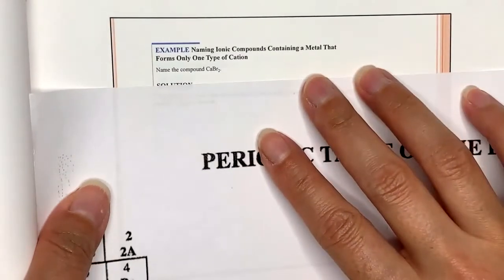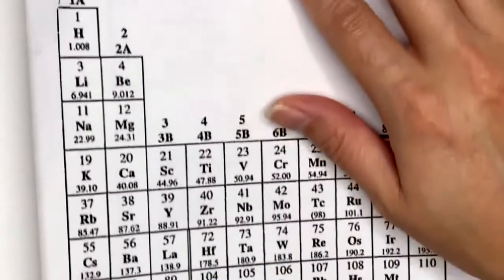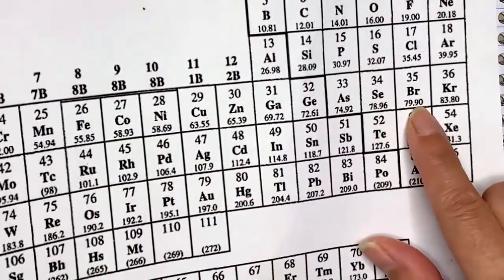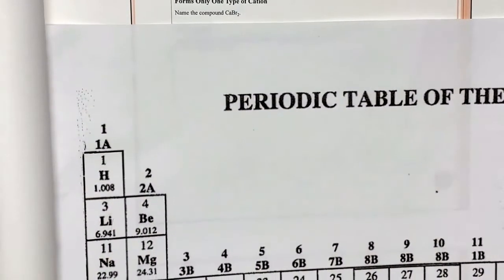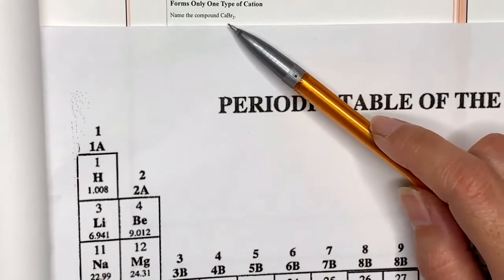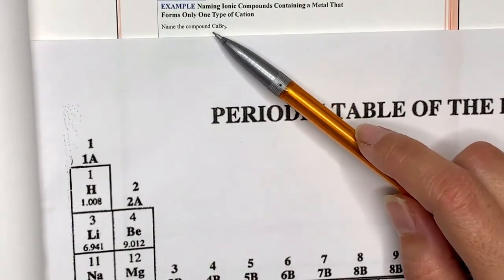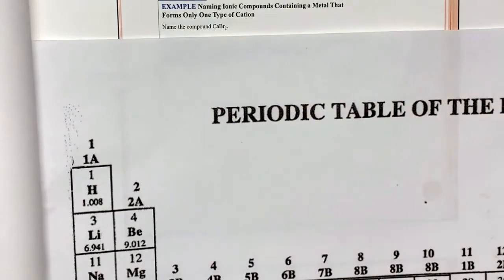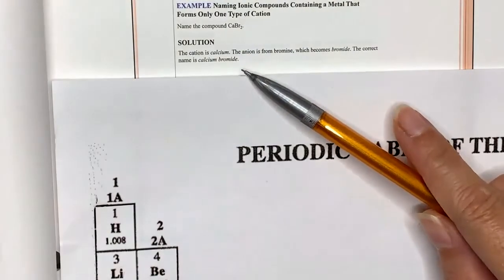All right, let's try naming some stuff, okay? So this one here, we want to name CaBr2. Ca, again, we looked at calcium, group 2, right? And then we have Br, group 7. That's a halogen. So in this case, CaBr2 is not a variable charge. Br is called bromide, and this will be calcium. So the name would be calcium bromide right there, okay?